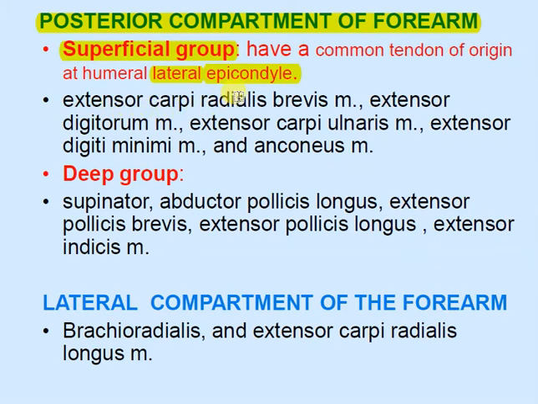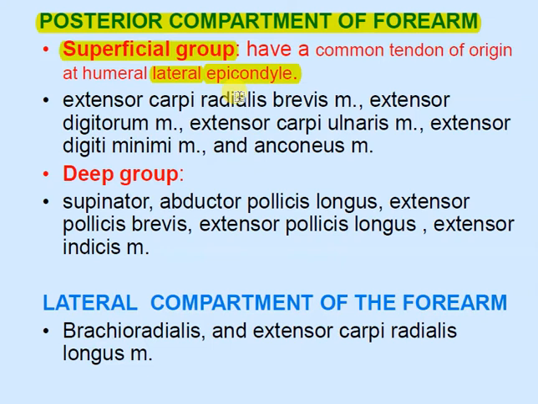We have the extensor carpi radialis brevis. If you remember, in the anterior compartment we had the flexor carpi radialis longus. So its function was to flex the carpal bones, and it lies parallel with the radius bone, and also it is the longest, that means it is long. So in the posterior compartment you have the extensor carpi radialis brevis.